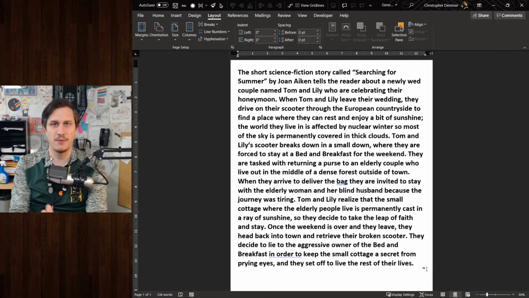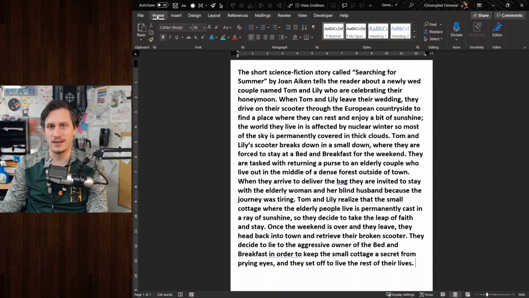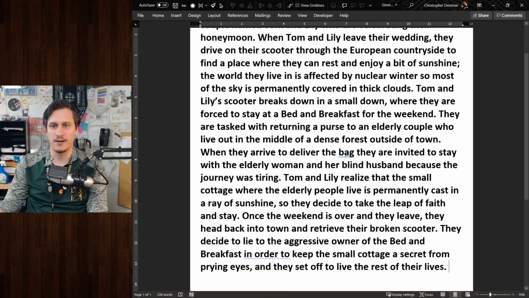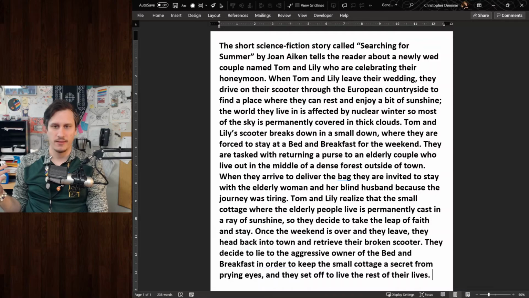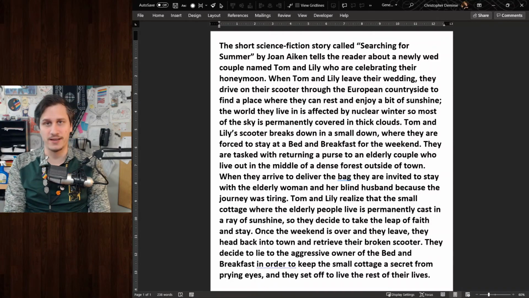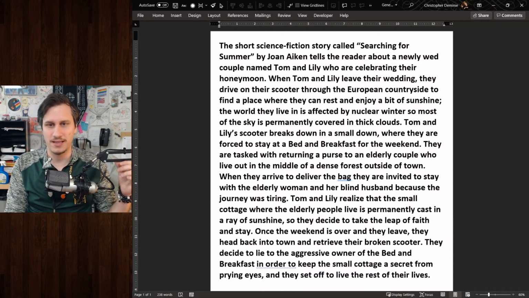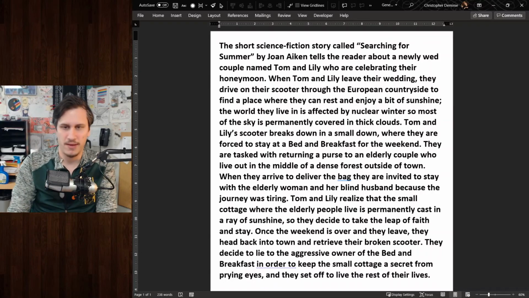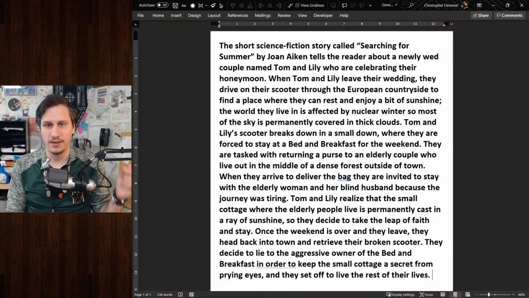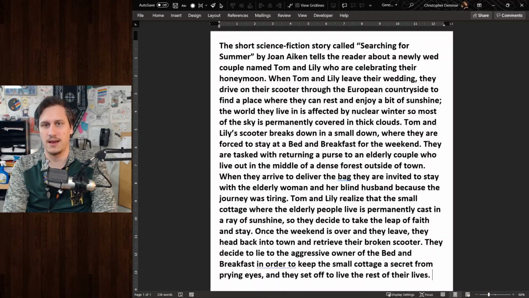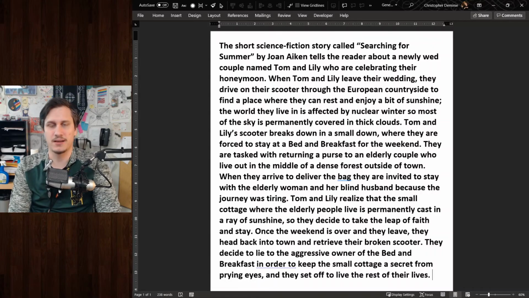Now, keep in mind, there are some plot points that I glossed over in this summary. There are details that I definitely did not go into explanation for, and I just kind of briefly touched on them, like the elderly lady and her husband are blind. The owner of the bed and breakfast is aggressive, and he is so for a particular reason. But I feel like how I worded it, they keep it a secret from prying eyes, right? I feel like I'm kind of indicating what I need to indicate there. So that would be an example of a summary.